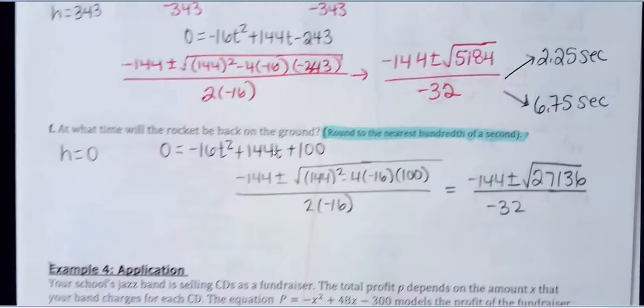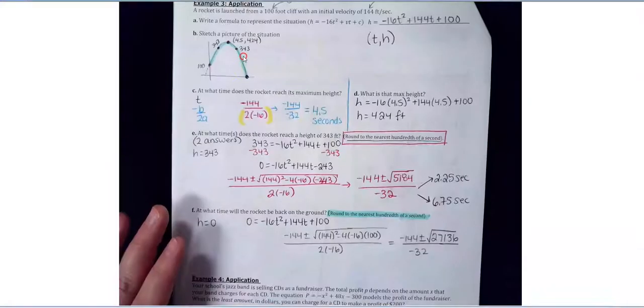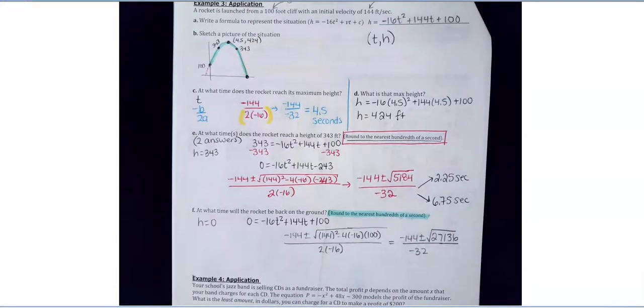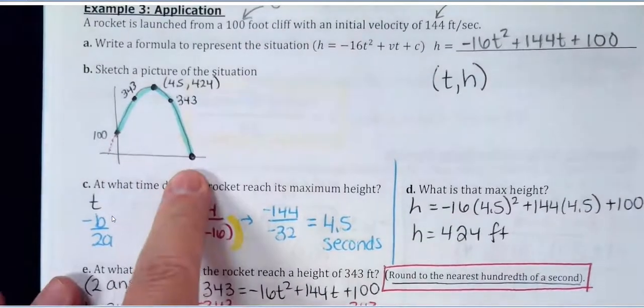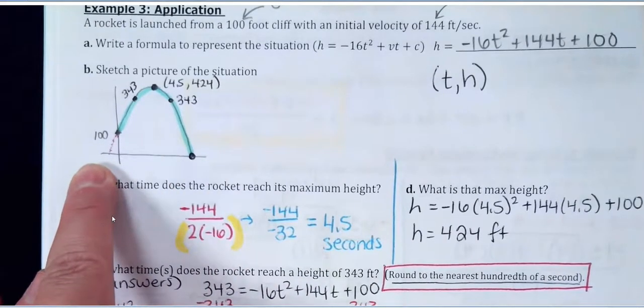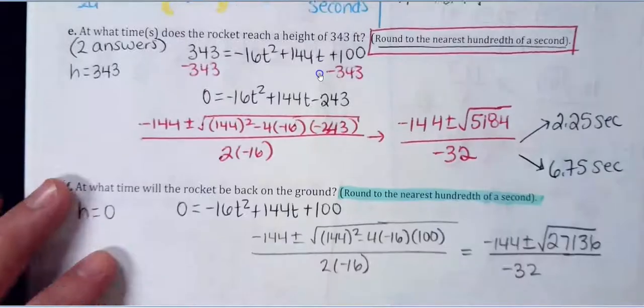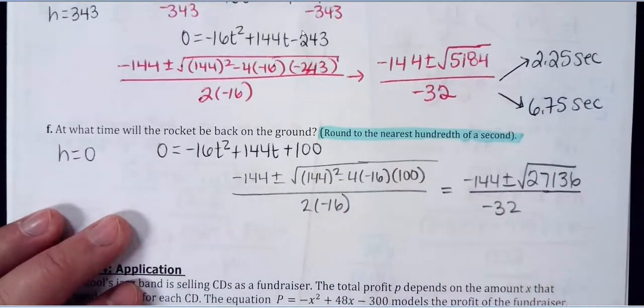Now I got to have you think about this for a second. I want to see the picture. There it is. Okay, I can't operate this today. Now, one answer, right? One answer, because this one would be negative, and we can't have a negative time. So if I'm being smart about this, would I do negative 144 plus that radical or minus?